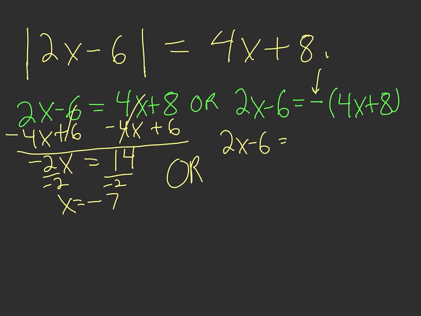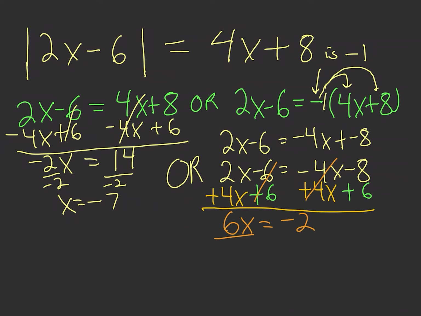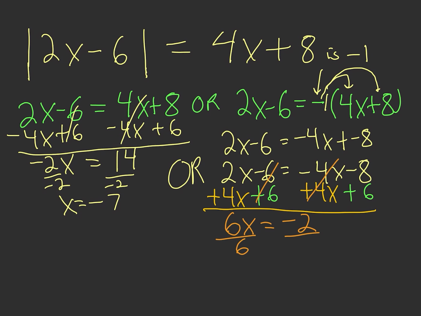Now, when we deal with the other one, the 2x minus 6, remember that negative sign in front is a negative 1, so I'm going to distribute it into the 4x, so I get a negative 4x, then I have plus, so I'm going to distribute it into the positive 8, so I'll have plus a negative 8, which of course simplifies to negative 4x minus 8. Okay, so the 2x minus 6 is equal to that. Using algebra to solve that, we isolate the x variable on the left side, where we get 6x, and that's equal to negative 2. Now dividing both sides by 6, x can be equal to negative 1/3. So x is equal to negative 7, or it's equal to negative 1/3.